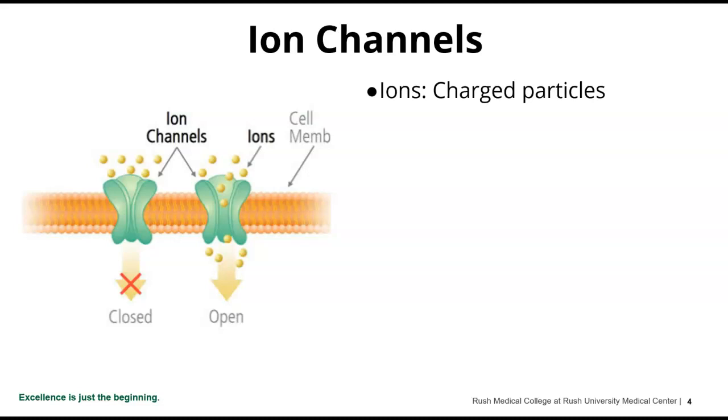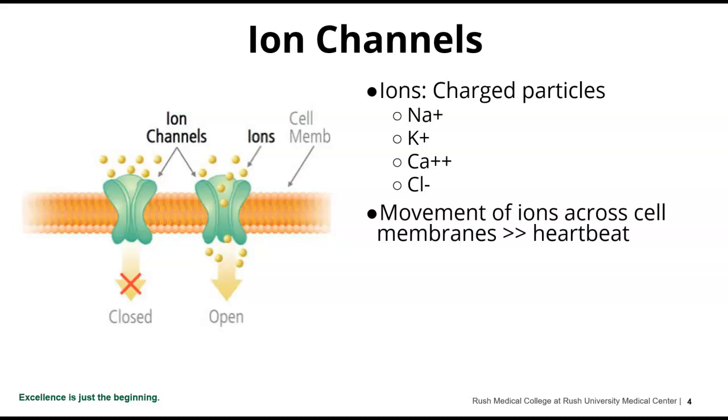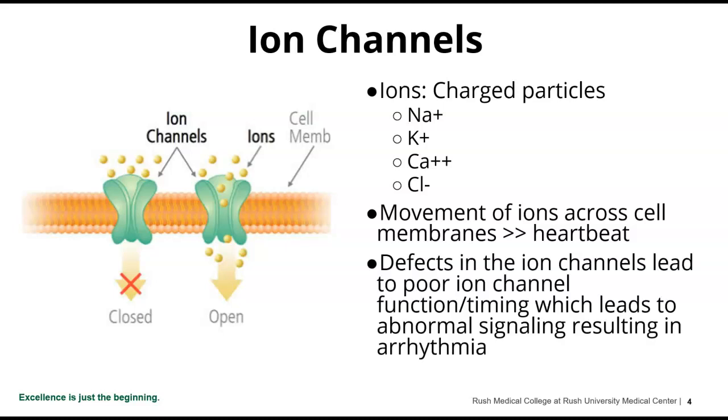So, arrhythmias, including long QT, the problem is the transport of ions in and out of the cell. And so the ions that we're primarily talking about include sodium, potassium, calcium, and chloride. And the movement of these ions are involved in the electrical stimulation of the heartbeat. Defects in these channels can lead to poor ion channel functioning, which can lead to abnormal signaling. But they can also work too fast.